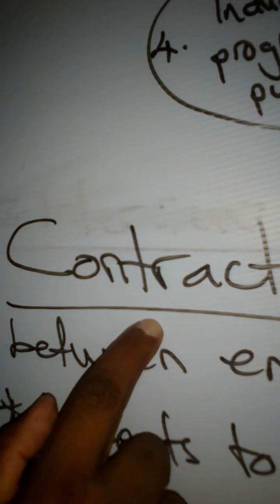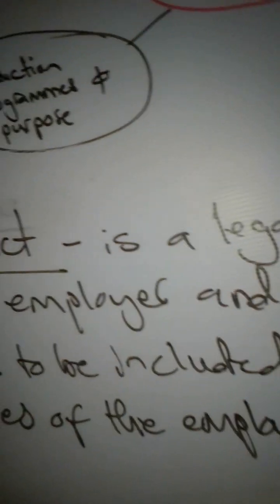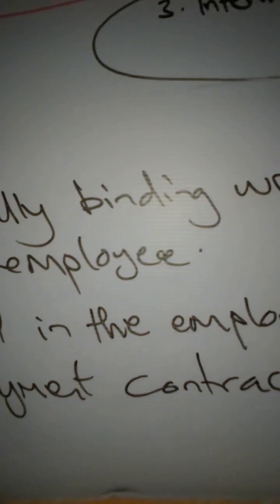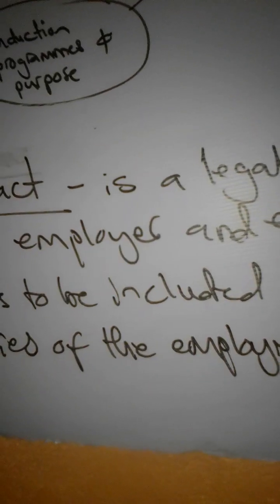What is a contract? A contract is a legally binding written document between employer and employee. After the interview, you've been successful. Now you are going to be given a contract. What is that contract? A legally binding written agreement between the employer and the employee.